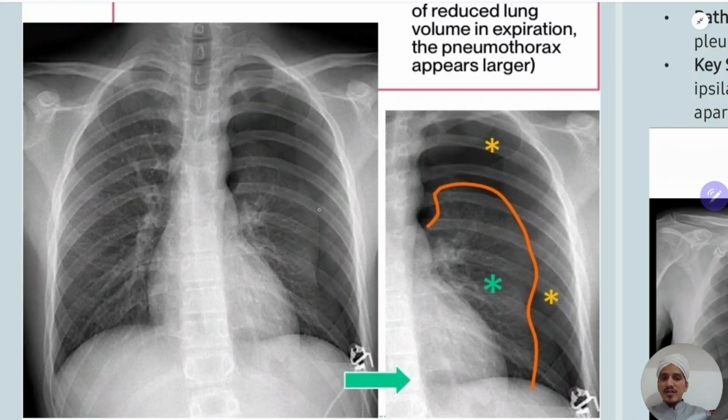As I have discussed in the topic, we calculate the distance between the rib cage and the margin of the collapsed lung, the pleural line. If this distance is more than 2 centimeters, it is called a large pneumothorax. If this distance is less than 2 centimeters, it is known as a small pneumothorax.